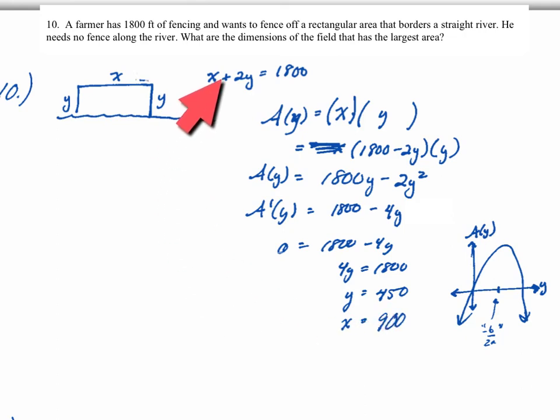Back up to here, 2 times 450 is 900 used up at the fence. It leaves 900 feet left for x. Last thing to do here before moving on, why don't we give some units. Both of those should be in feet. All right, last one.